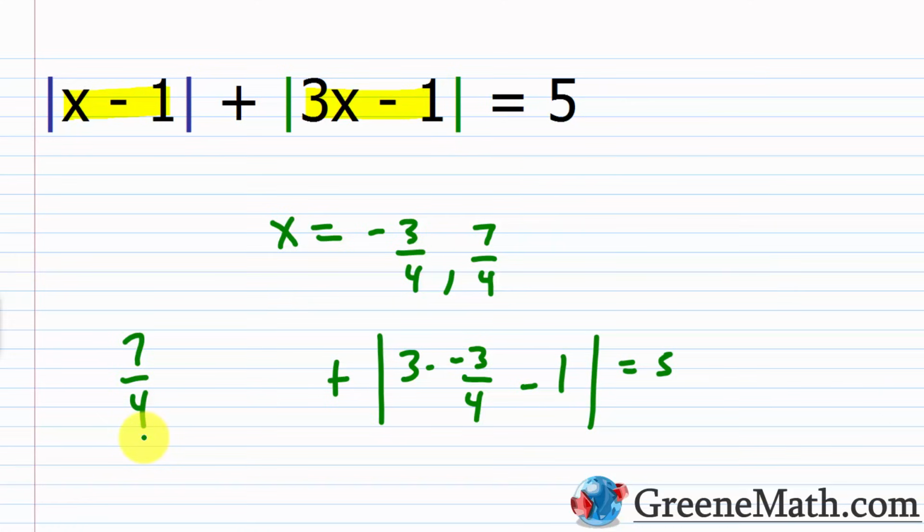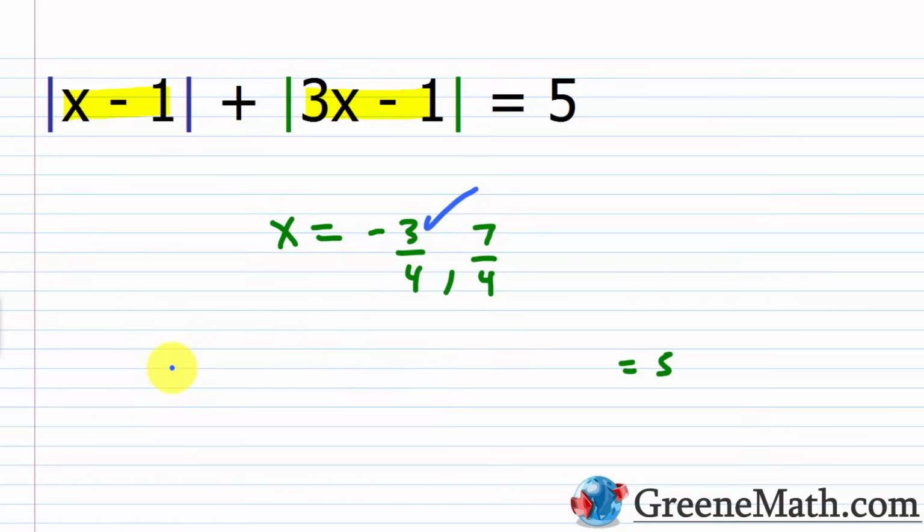So that works. And then this guy right here, 3 times negative 3 is negative 9. So this is negative 9/4. Again, getting a common denominator, just write this as 4/4. Negative 9 minus 4 is negative 13, so you'd have negative 13/4. Take the absolute value of that, you get 13/4. And what do you get? 7 plus 13 is 20. Over the common denominator of 4, you would get 5, right? So this one works itself out. So this one checks out.